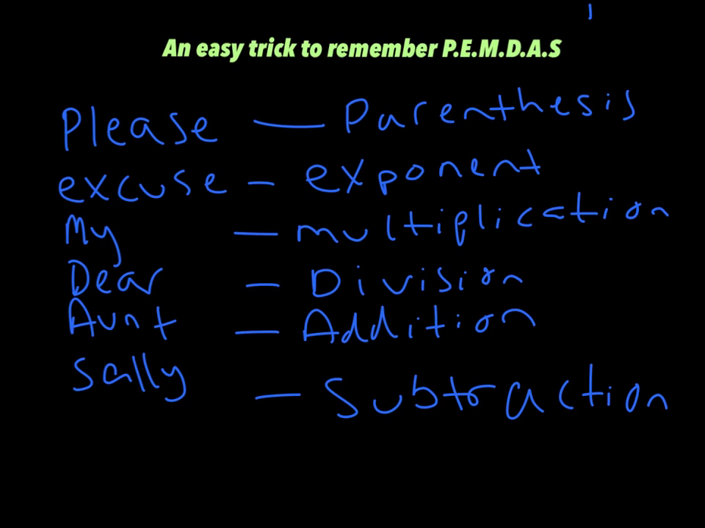An easy way to remember this is by this saying, "Please excuse my dear Aunt Sally." As you can see in the slide, the saying corresponds with the order of operations. The P in please represents the P in parentheses. The E in excuse represents the E in exponent. The M in my represents the M in multiplication. The D in dear represents the D in division. The A in aunt represents the A in addition. And lastly, the S in Sally represents the S in subtraction. If you can memorize this trick, your life will be a whole lot easier.